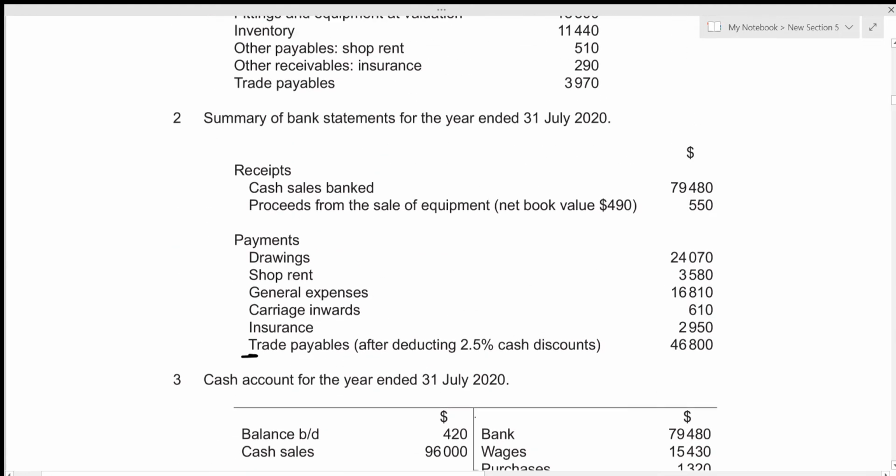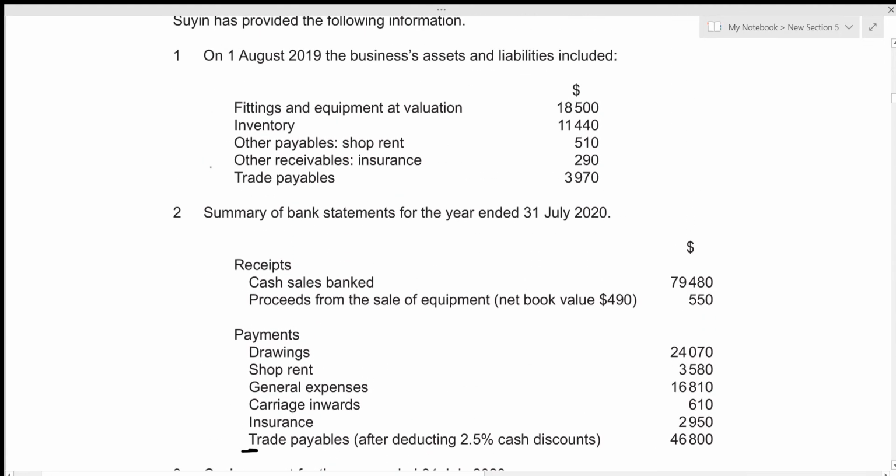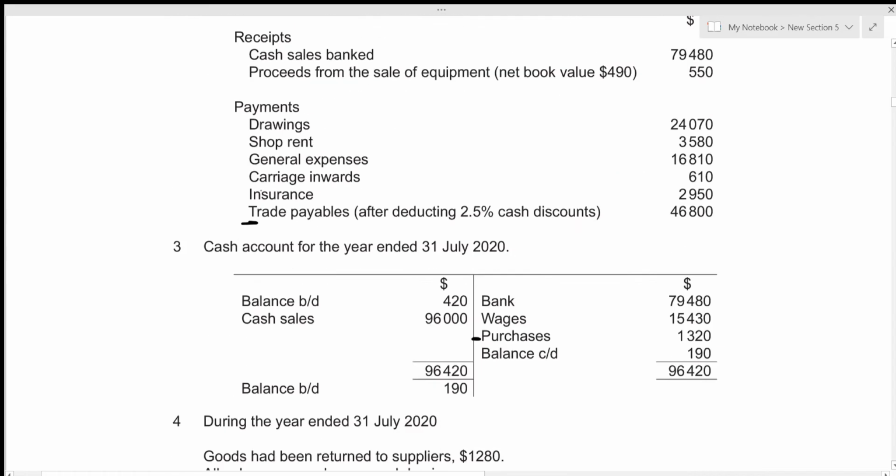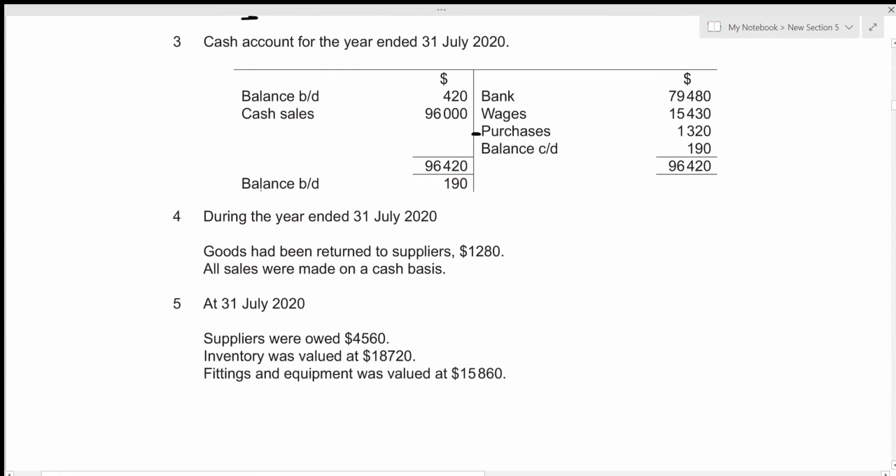We need the trade payables opening balance. So that's given as well. And then we're also given that suppliers were owed. So this is trade payables as well. All right, I think we can do with this information.